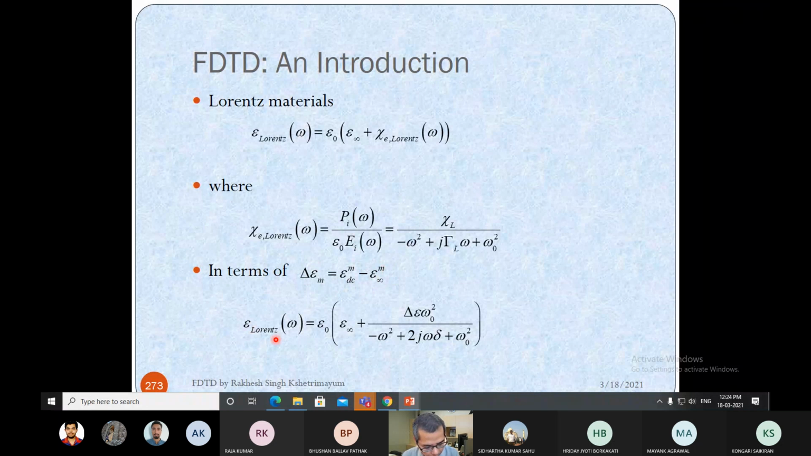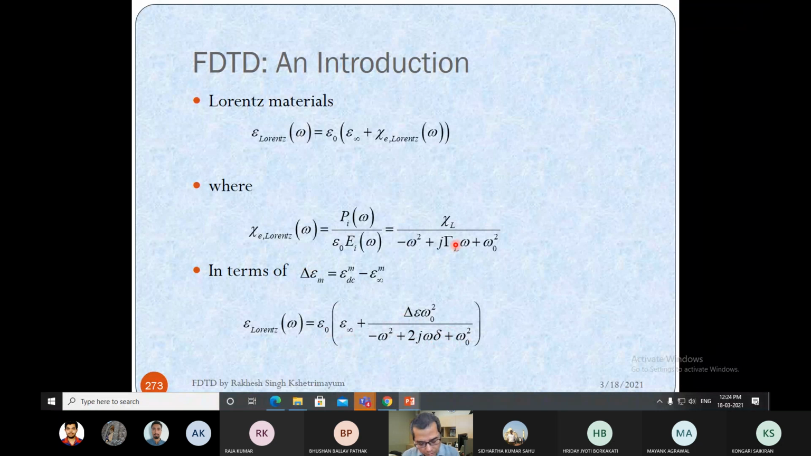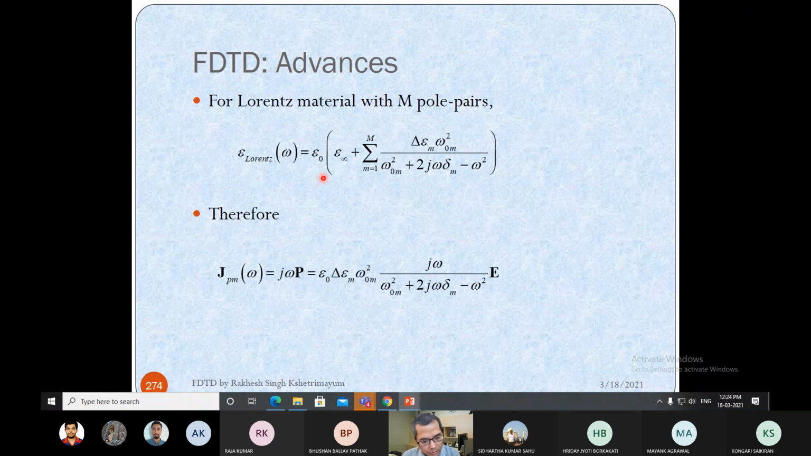So epsilon for Lorentz, you can derive similar to what you have done for the Debye model. It turns out to be epsilon naught times, inside the bracket, epsilon infinity plus delta epsilon omega naught squared divided by minus omega squared plus 2j omega delta plus omega naught squared. Delta epsilon is defined here. Delta you can find out from here. So this is the epsilon for the Lorentz case, and from there you can find out the update equation.